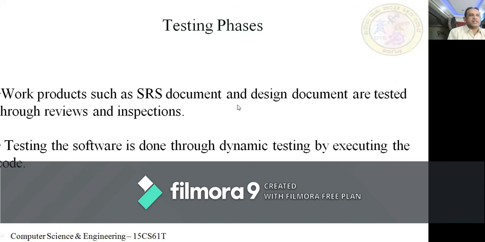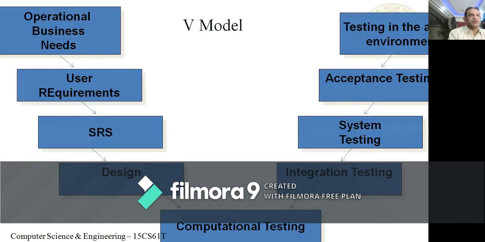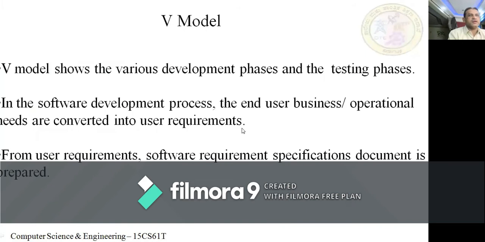Next, yesterday we discussed that workflows such as the SRS document and design document are tested through reviews and inspections. Testing the software is done through dynamic testing by executing the code. The V model covers operational business needs, user requirements, SRS, design, and testing: unit testing or component testing, integration testing, system testing, acceptance testing, and testing in the actual environment. This is the V model we discussed yesterday.